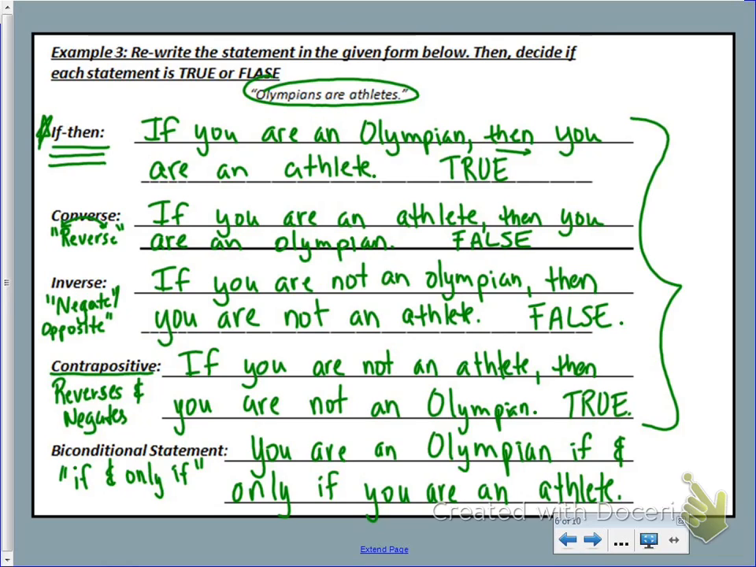The other thing about the if-then statements, the first four that we discussed, is that those are not necessarily reversible, meaning if you were to reverse, that doesn't necessarily make the statement true. For example, we saw this statement to be true, but its converse was not. With a biconditional, we can always reverse it, and the reverse, or the converse, will always be true. So that's something unique to a biconditional. So the converse is also true, assuming the original statement was true.